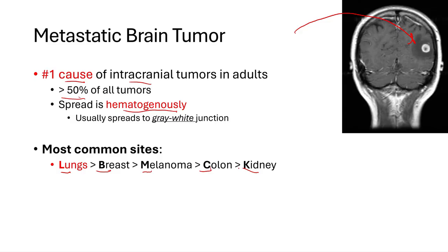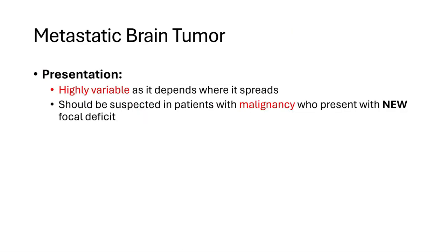The mnemonic I use to help remind myself of this is "left brain metastases can kill." And this helps to remind me of the order of metastasis sites to the brain. Now, the presentation of brain metastases is highly variable as it depends on where it spreads. Usually you see those same symptoms that we talked about in the beginning of this lecture.